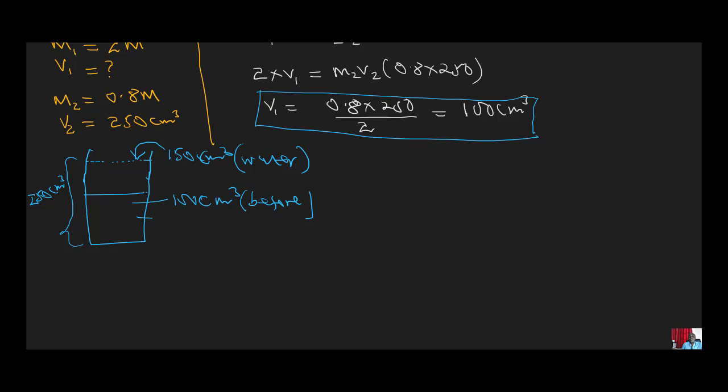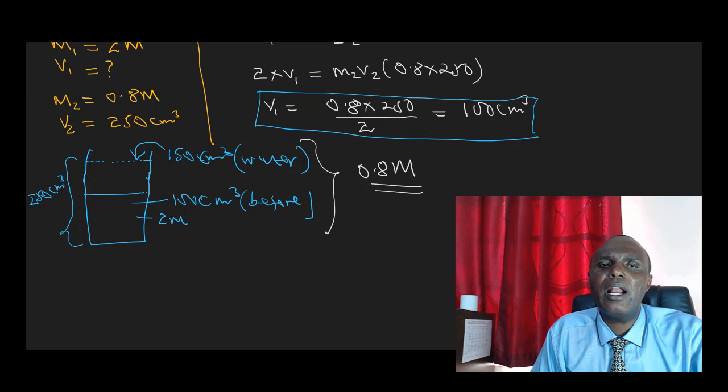Because this solution is 2 M, when you add water, its concentration will go down. It will shift from 2 M, and the resultant solution will now be 0.8 M. And that is how we dilute solutions. The most important thing to remember is M1 V1 is equal to M2 V2. Thank you for listening to me.